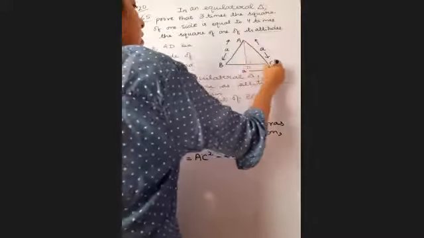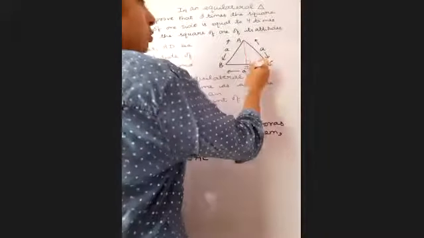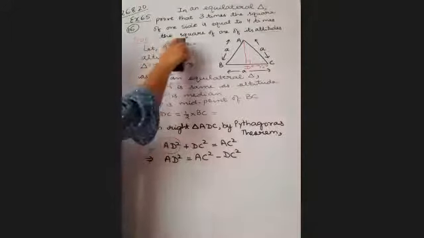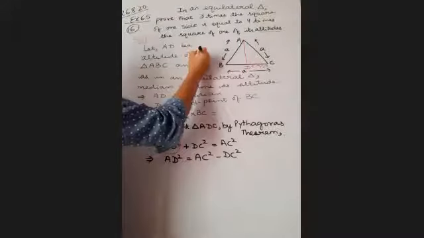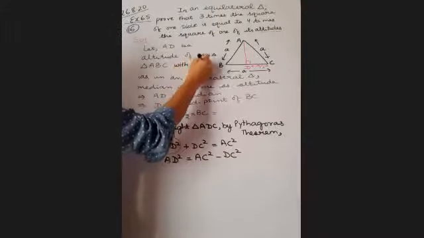Now using the same logic, AD being the altitude of an equilateral triangle will be the median as well, right? So if BC is A, can you tell me what should be DC? Half of A. It should be A by 2. And since we have named the triangle ourselves, it was not given to us, we need to mention also that let AD be the altitude of equilateral triangle ABC with side A. This much we need to mention.